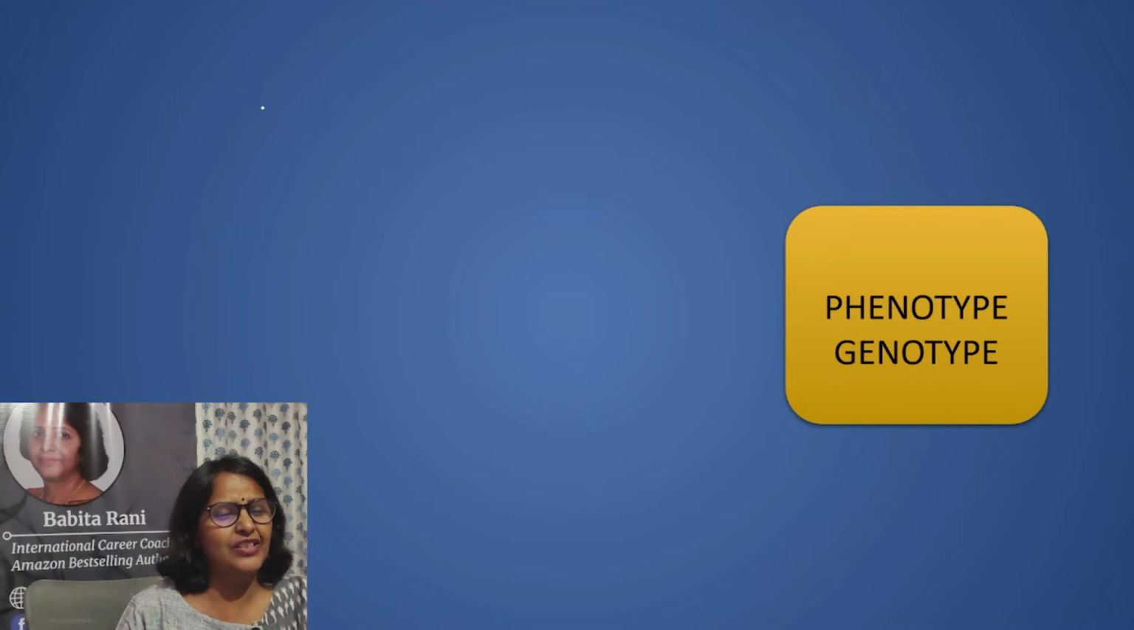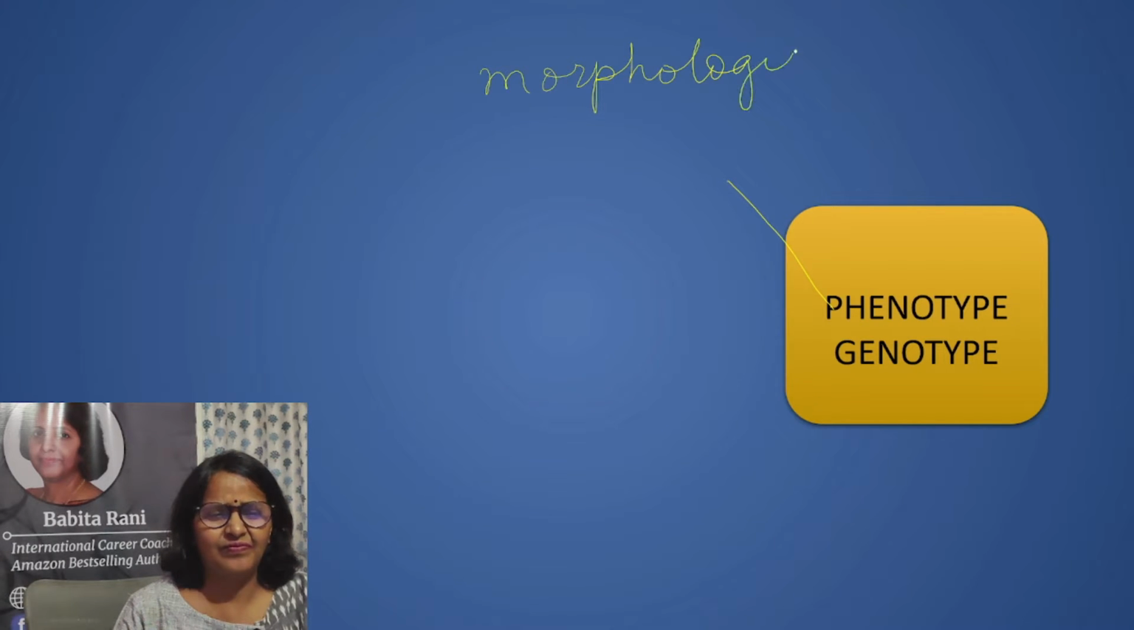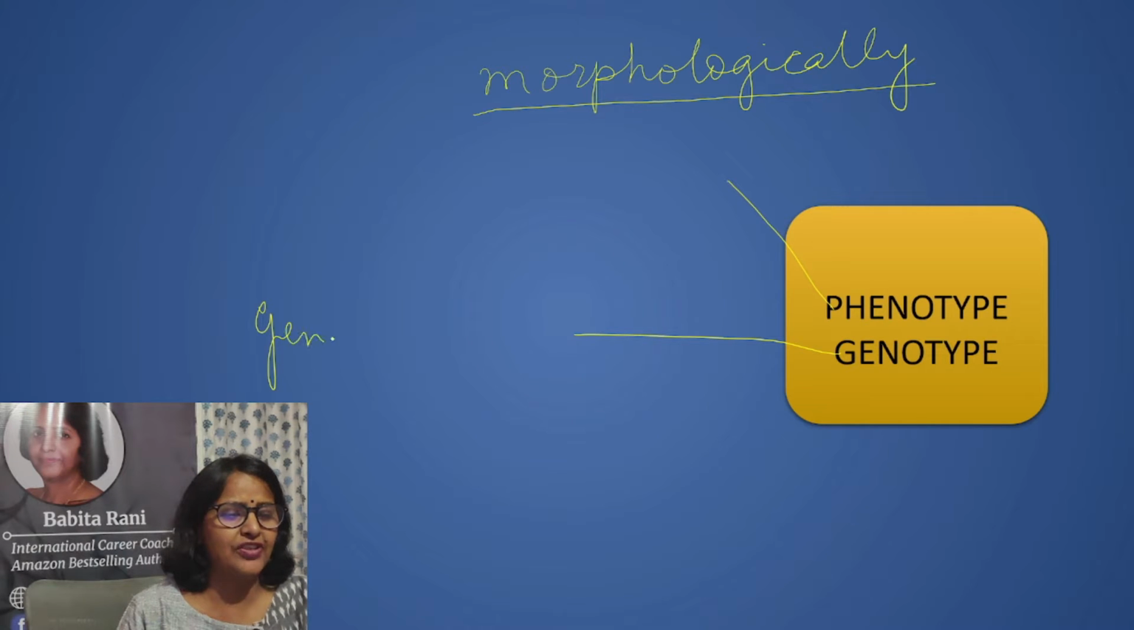Then phenotype and genotype. If the character is visible morphologically, we can see it with our eyes. Somebody may be tall, somebody may have red color flower, something color, height, position, these can be seen with our naked eye. These kind of characters are called phenotype, which are morphologically visible, and this tells us about the genetic makeup.